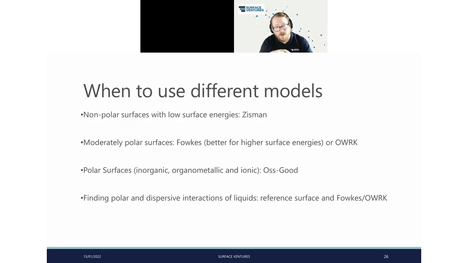But coming on to here, we can talk about when we actually use these different models. As I just said, for non-polar surfaces with low surface energies, Zisman is recommended. For moderately polar surfaces, Fowkes. For higher surface energies, OWRK is better. For polar surfaces, such as inorganic, organometallic, and ionic surfaces, Van Oss-Good. And then if you want to determine the polar and dispersive interactions of liquids, use a known reference surface and either Fowkes or OWRK.